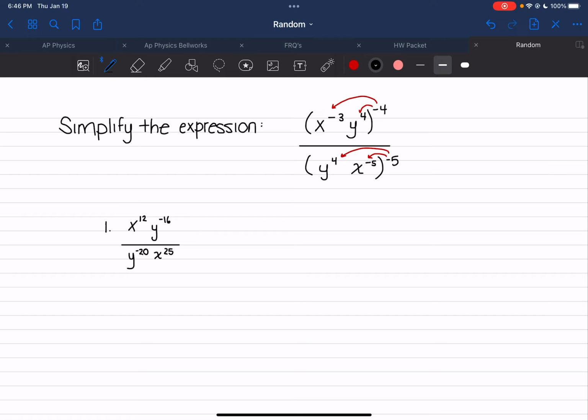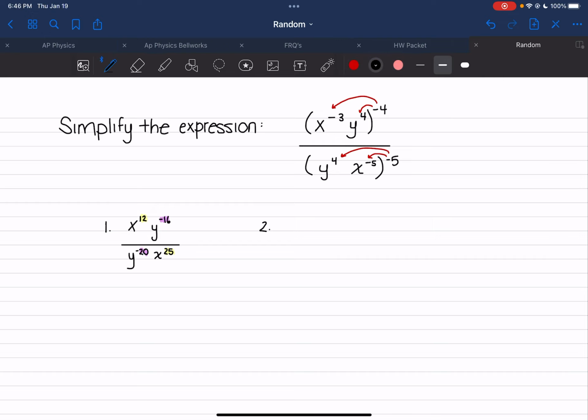So once I do that, I notice that I can divide like coefficients, right? So I can divide these two, etc. In order to divide exponents, what you have to do is subtract the exponents and leave the coefficient of y and x.